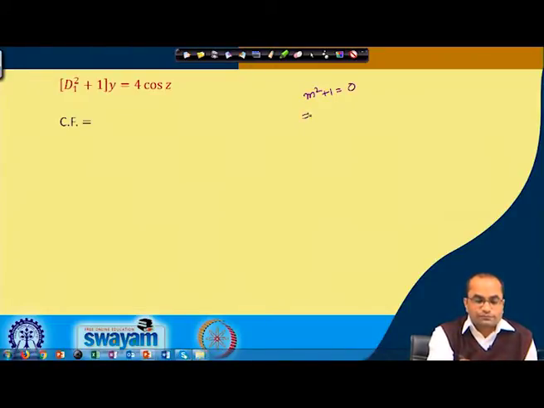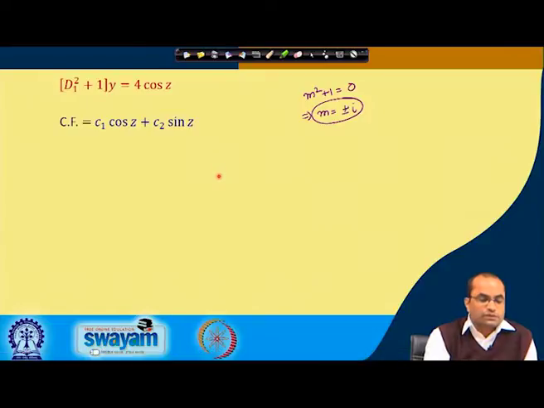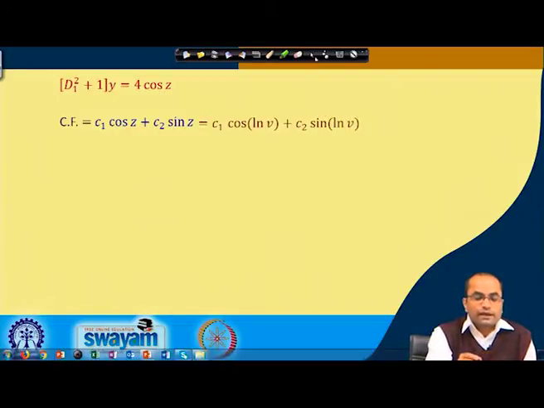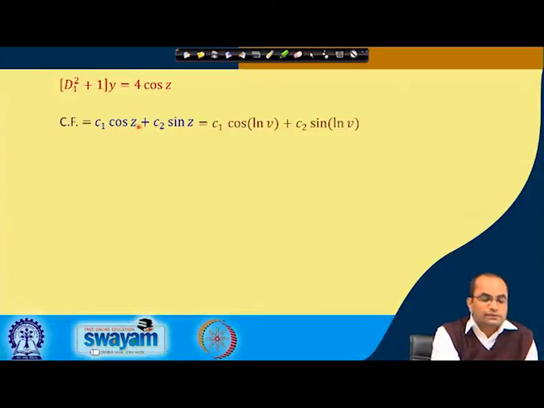So, the complementary function for this: the auxiliary equation will be m square plus 1 is equal to 0, that is m is equal to plus minus i. With this auxiliary equation we can write down the solution in terms of z, because e power 0 will be 1. So we have C1 cos z plus C2 sin z, that is the complementary function, and then this z here must be replaced back to the original variable.